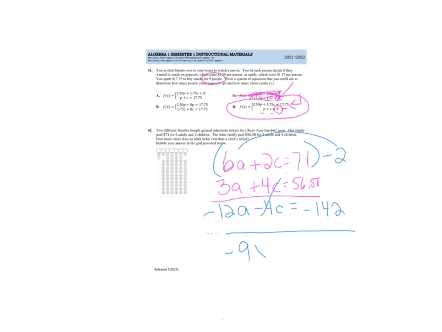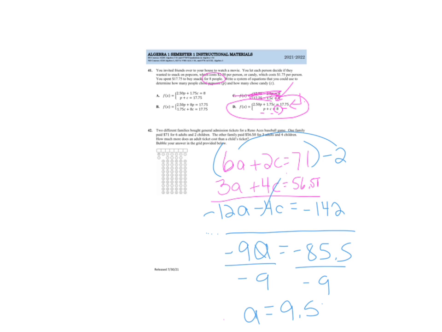All right, cool. I would get -9a equals, and then I got to get my calculator out because I am tired. Let's see here. 56.50 minus 142... 85.50. And I divide by 9, and I get an adult ticket. 85.50 divided by 9 is $9.50 for an adult ticket.